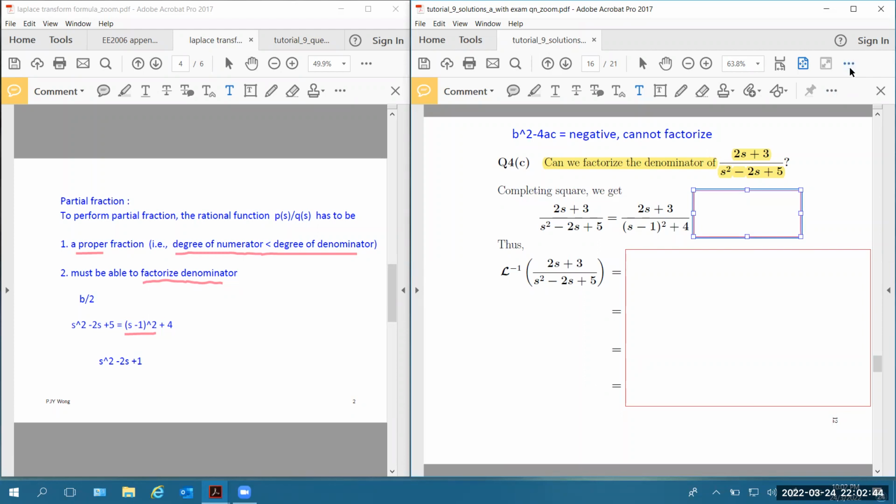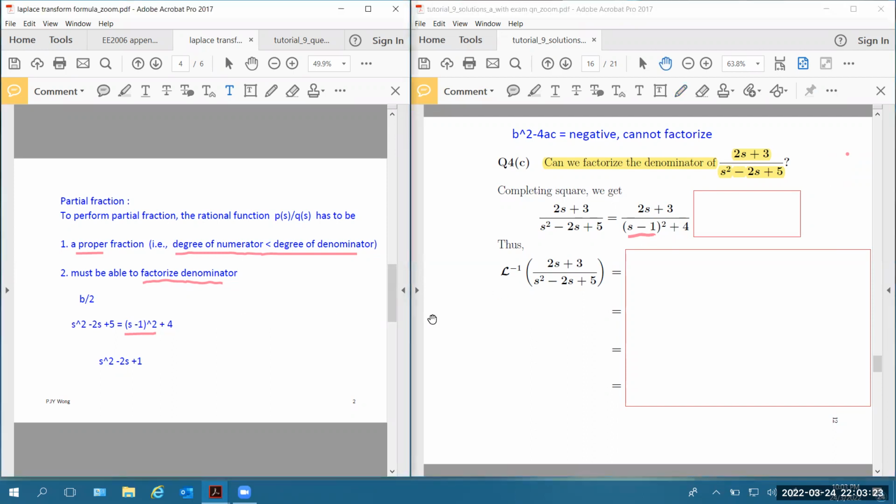Now you know that this one is s minus 1. Your denominator here is (s minus 1) squared. Because of this, you also want to make your numerator in terms of s minus 1, so that later on you can fit a certain formula. This is from experience.